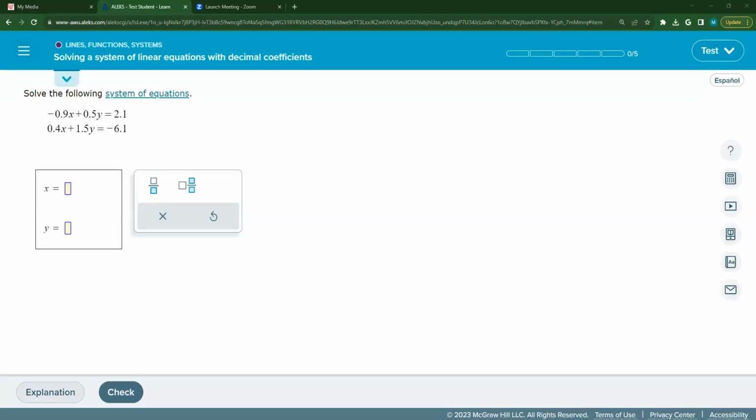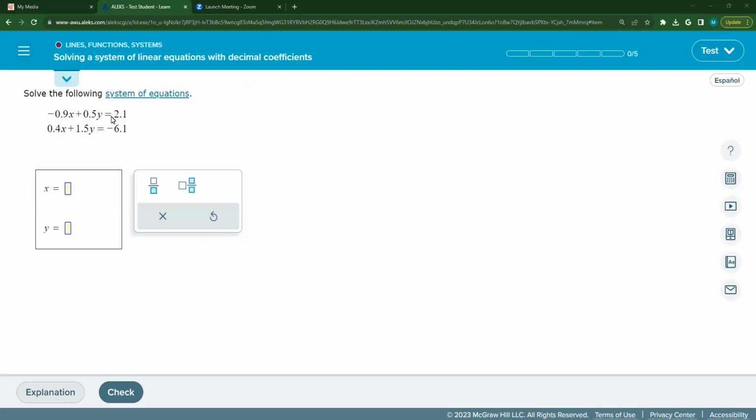All right, solving a system of linear equations with decimal coefficients. You have options for how you're going to solve these. You can solve one of the equations for one of the letters and then substitute it into the other equation. You can get one of the letters to match in both of the equations and have it cancel out. That is called elimination. Or you could graph them.